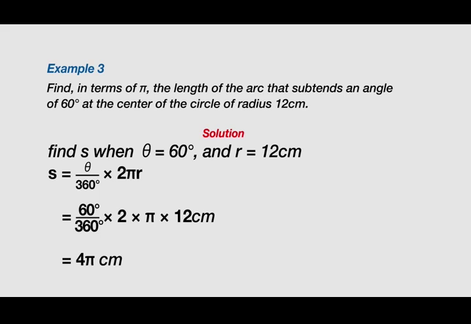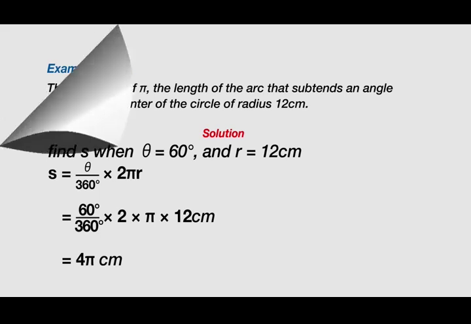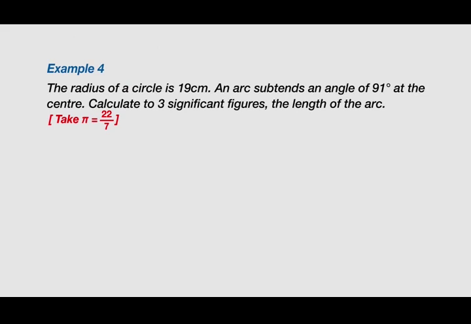Good. Again, example 4 says, the radius of a circle is 19 centimeters. An arc subtends an angle of 91 degrees at the center. It says calculate to 3 significant figures the length of the arc. This time it says take pi to be 22 over 7.